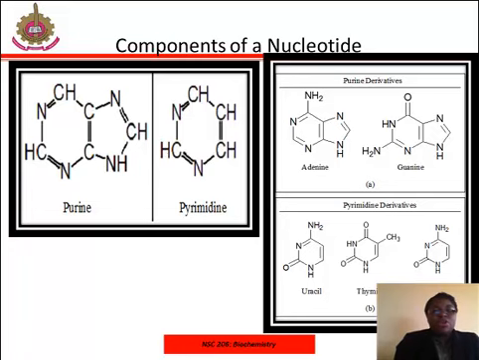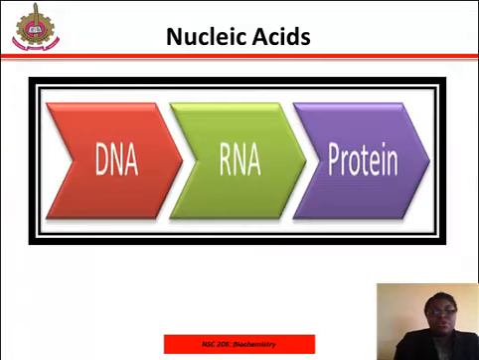The components include purines, which are called adenine and guanine, and the derivatives of pyrimidine, which are single-ring bases and are called thymine, cytosine, and uracil. On your screen, you can see the structure of the purine and the pyrimidine components of the nucleotides.